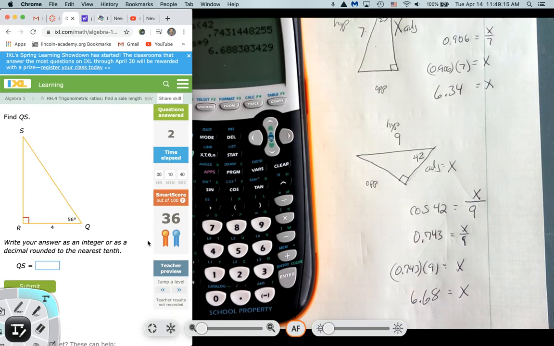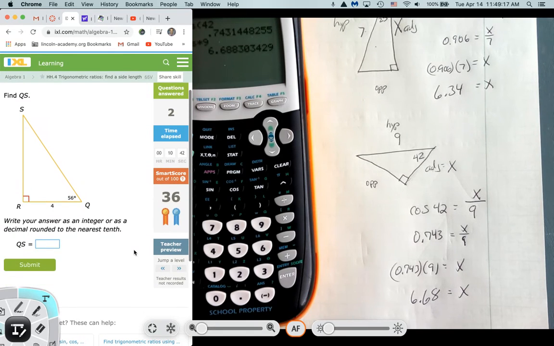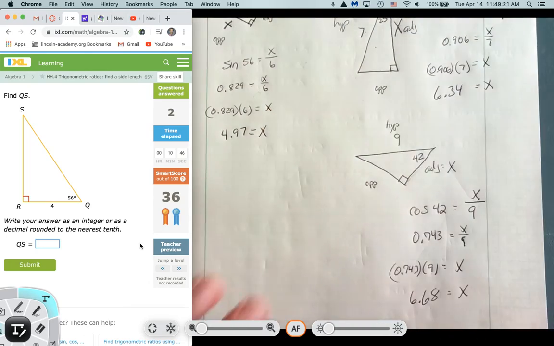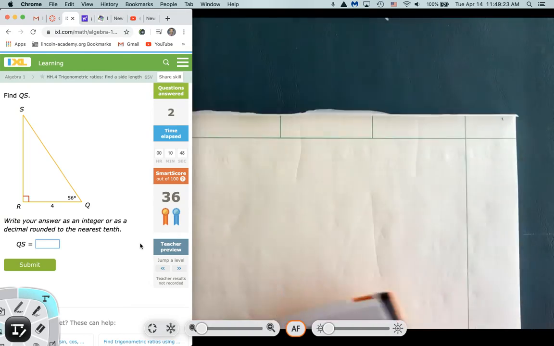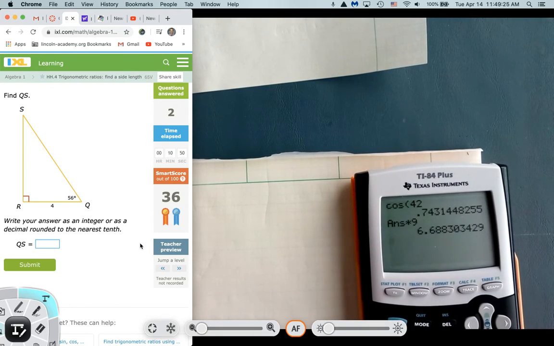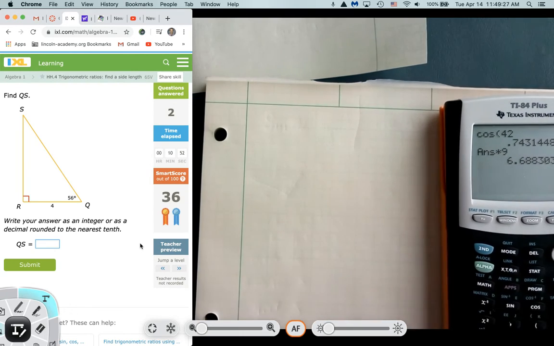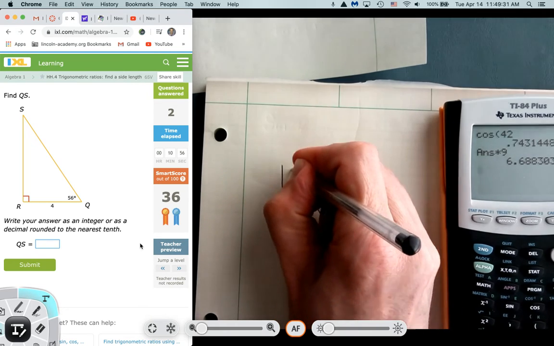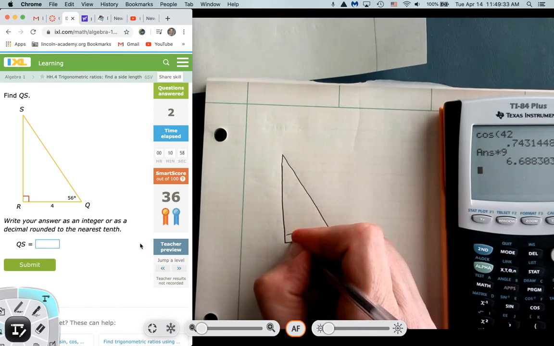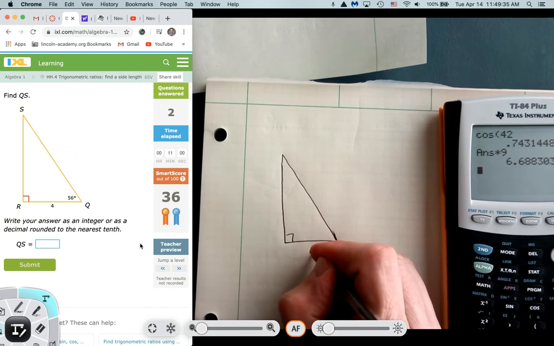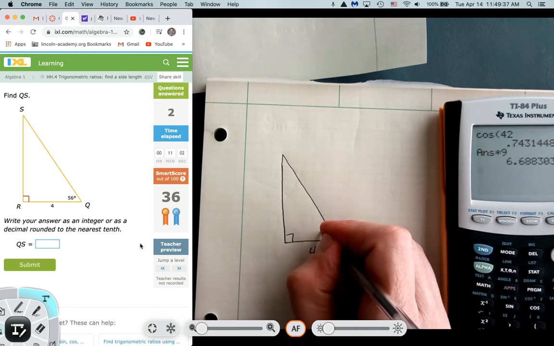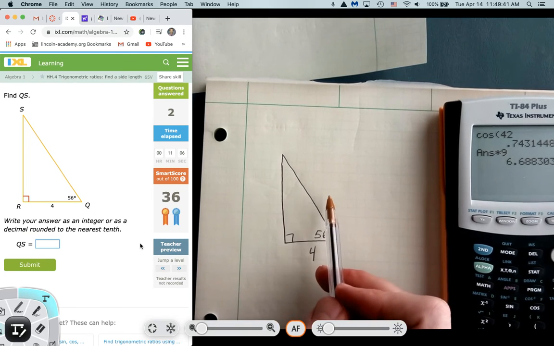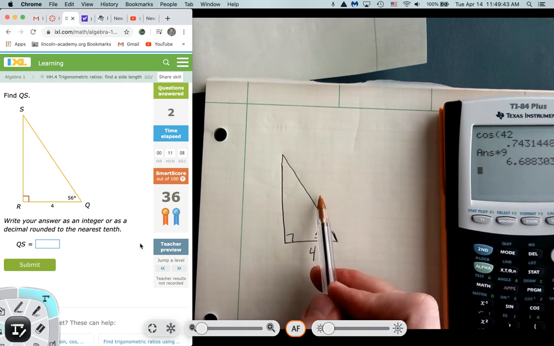And the reason I want to show you this one is sometimes you'll get a two-step expression. So for instance, first thing I'm going to do is write down that triangle on a separate sheet of paper. And I'm going to label the parts that are given. I have my right angle, I have this length as side 4, and I have this as my 56 degrees. And it looks like I want to find QS.